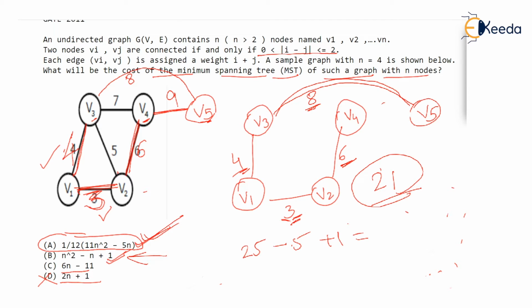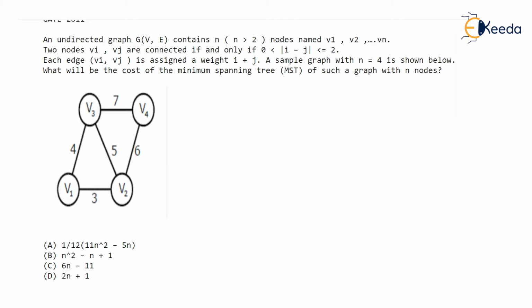And 6n minus 11, check the third option, option C. 6n here means 6 into 5, that is 30, minus 11. That will give you the answer as 19, isn't it? It won't give you 21. So option B is correct. So indeed, you have to first check using the graph given. Okay, you can check using the graph given very quickly. This is the minimum cost tree, correct? And you will get the cost here as 13.